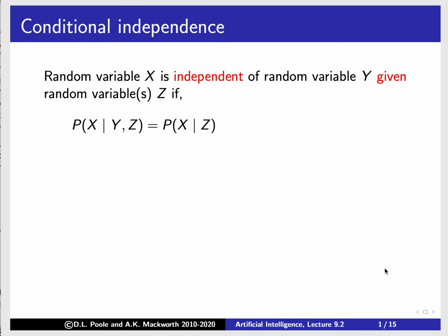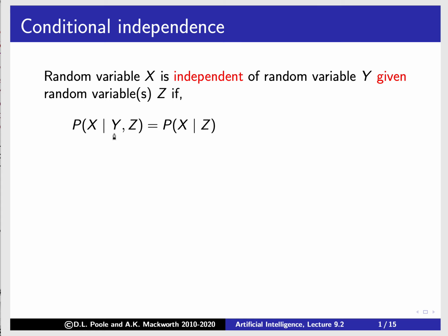Welcome back. Okay, the most important thing, apart from the definition of probability, that we're going to look at is the idea of independence. Independence is what we're going to exploit in a lot of the representations we build. So random variable x is independent of random variable y given z if the probability of x given y and z is equal to the probability of x given z. Okay, so that's what we're going to mean here.